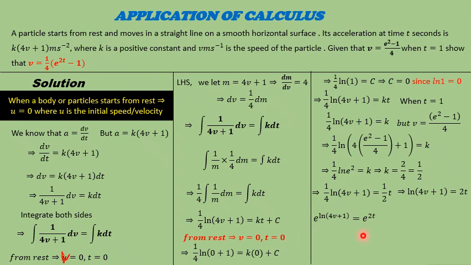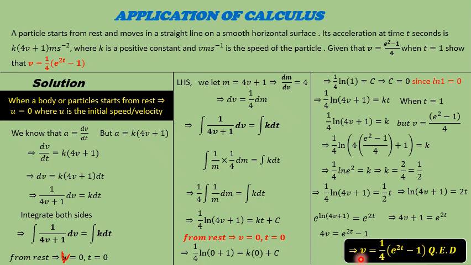Now from the laws of logarithm, if I have e power ln x, the answer is just x. Hence e power ln 4v plus 1 will be 4v plus 1. So at the end of the day, I'm going to have 4v plus 1 equals to e power 2t. And then if I make v the subject, since I'm looking for v, I'll have 4v equals to e power 2t minus 1. Since the 1 is positive, if it crosses this equality sign, it will become negative. That is why I have this. Hence, if I divide all through by 4, I'm going to have that my v is equals to 1/4 e power 2t minus 1. And that is the required proof. So this is the proof up here. Hope it is clear.